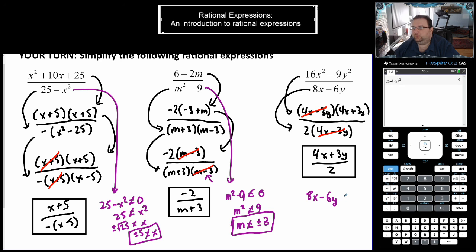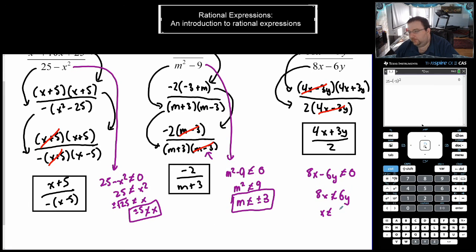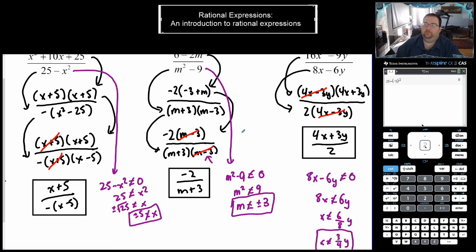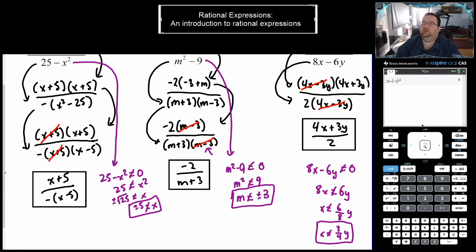8x minus 6y cannot equal 0, which means 8x cannot equal 6y, which means x cannot equal 6/8 of a y, which is 3/4 y. There we go. Okay, and that is it for the day.